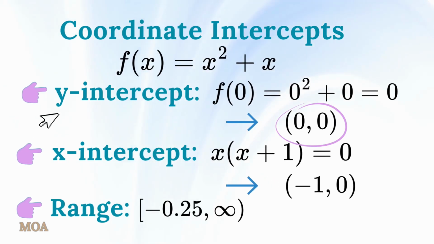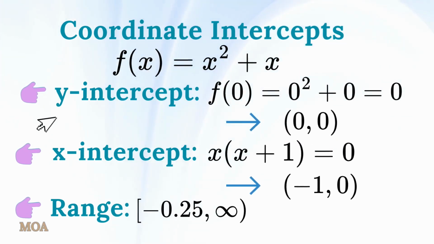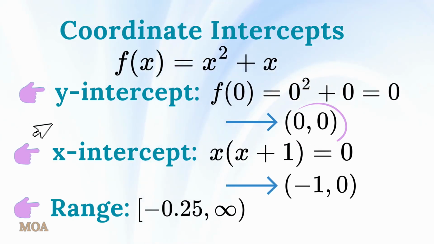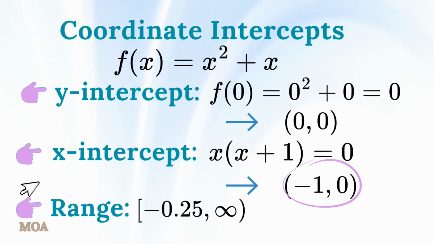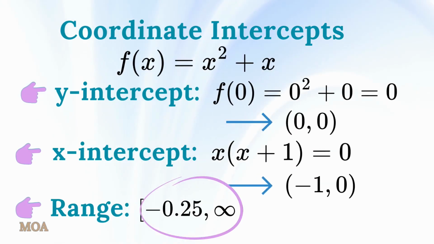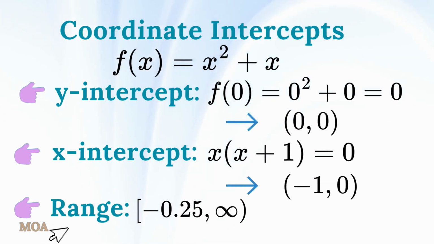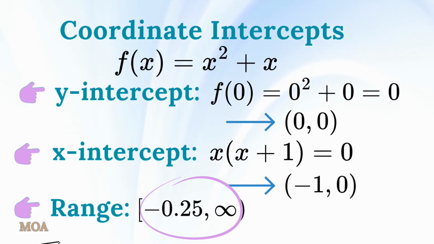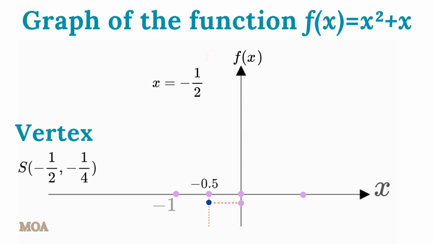Note that the graph of the function f has two x-intercepts, the origin (0, 0) and the point (-1, 0). Moreover, the range of this function f is the interval from -1/4 to positive infinity, including -1/4. At this step, let us verify these properties by plotting the graph of the function.